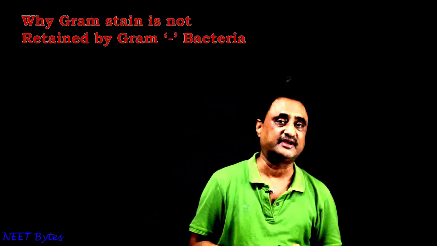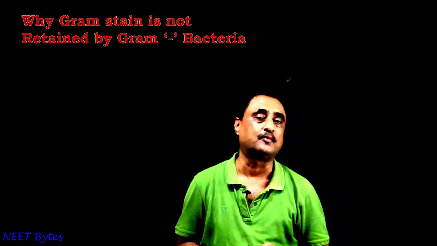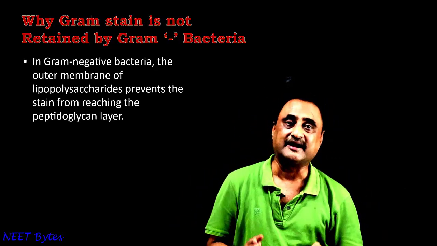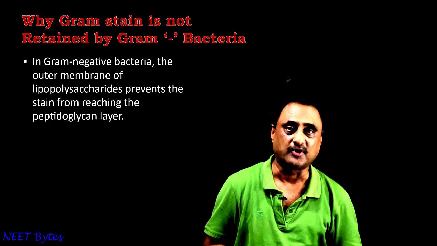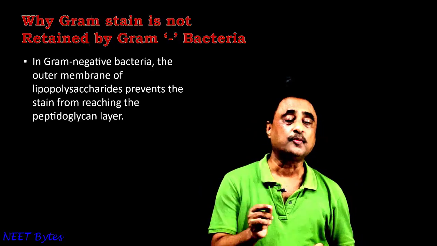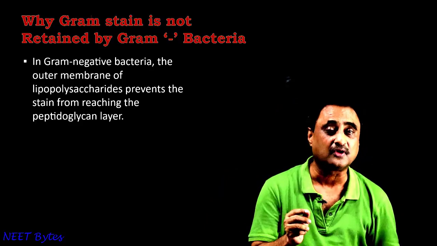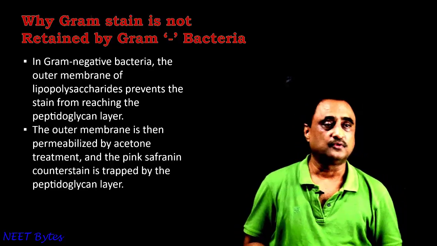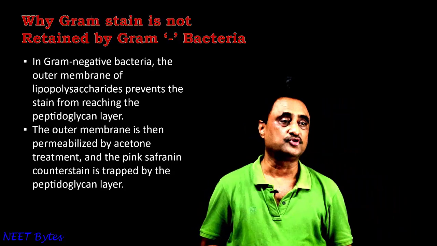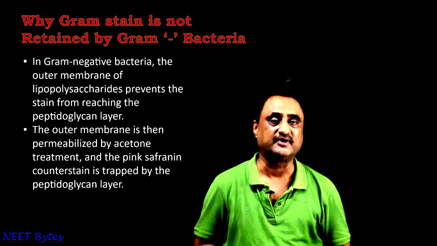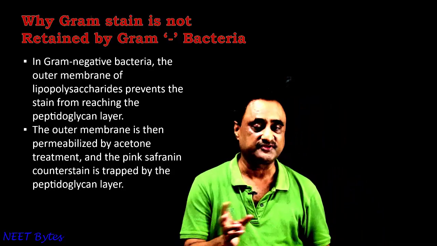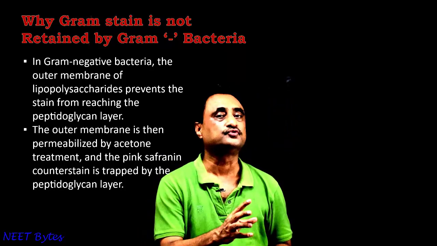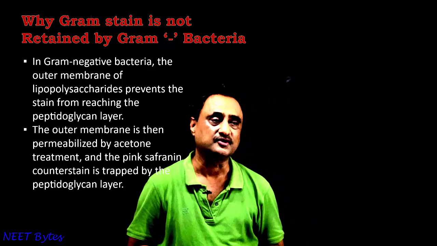And for this, we need to understand the structural detail of gram positive and gram negative. So what happens in gram-negative bacteria? At the outer layer, there is LPS, lipopolysaccharide, right? And lipopolysaccharide prevents the entry of gram stain to the peptidoglycan layer. So the outer membrane is permeabilized by acetone treatment, and when the pink counterstain is put over there, then the safranin reaches the peptidoglycan layer and makes it pink.